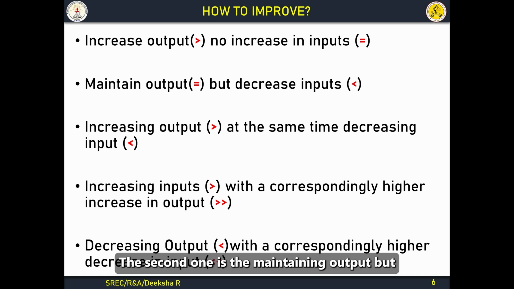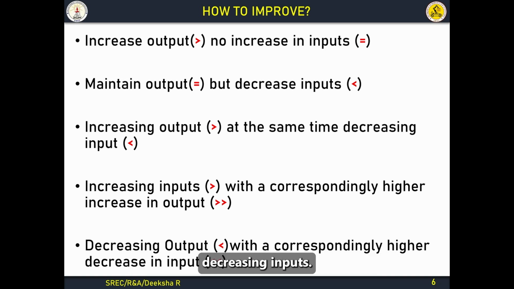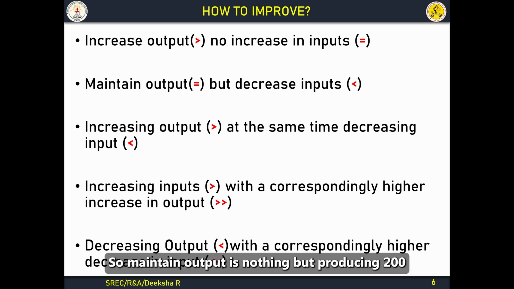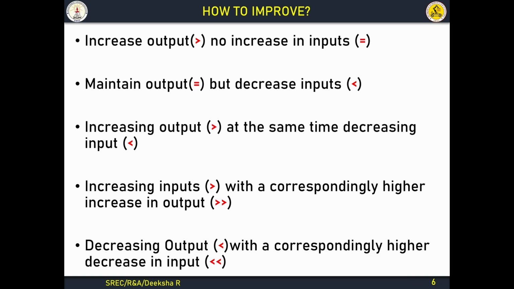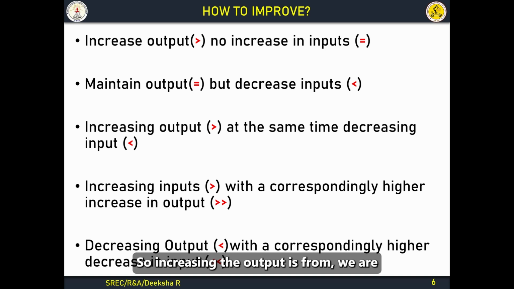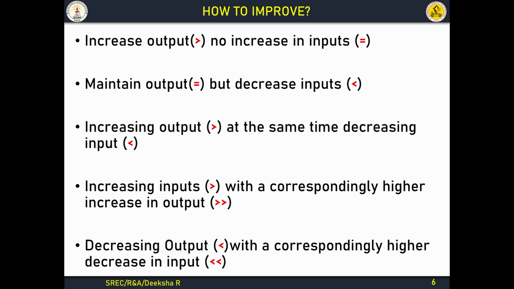The second one is maintaining output but decreasing inputs. Maintaining output is producing 200 garments per day, but decreasing the input is reducing the people count from 10 to 8. The third is increasing output while at the same time decreasing the input. Here the output is increased from 200 garments per day to 300 garments per day, while the input is reduced from 10 people to 9 people.